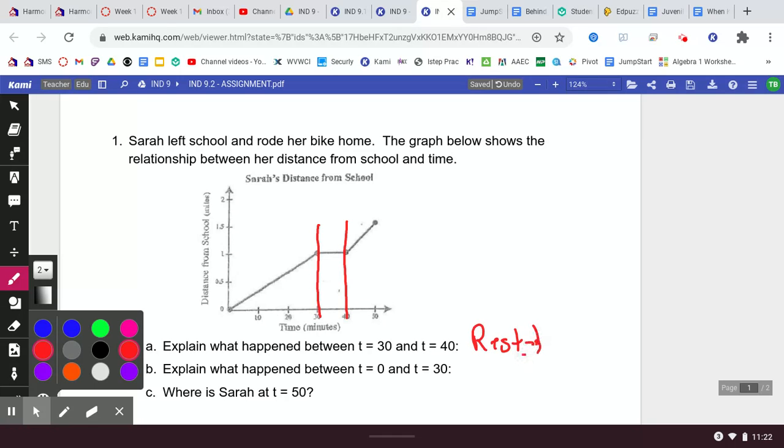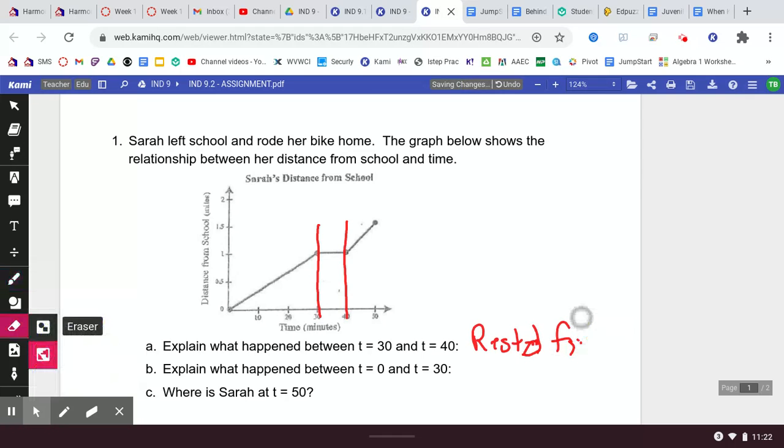And, oh, my pin's jumping. I don't know what's going on with my pin. It keeps jumping on me. See if I can try it again.